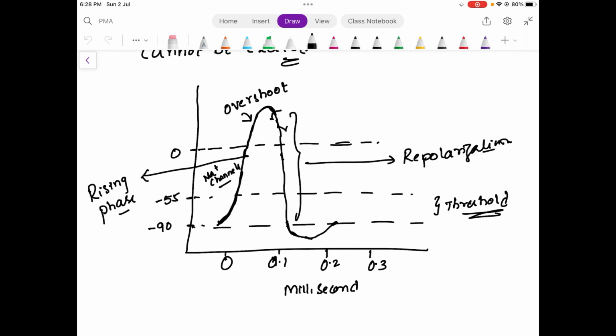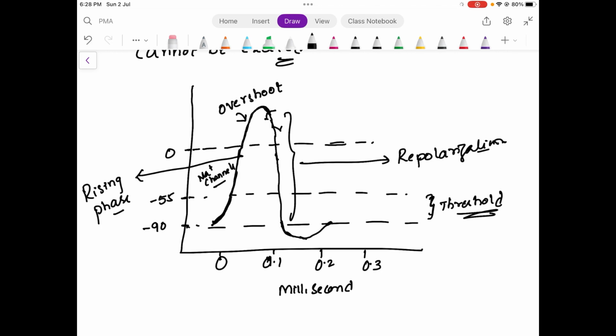And this is the threshold, minus 90 to minus 55 is the threshold. After it reaches the threshold, then there is a rapid rise of the graph due to opening of sodium channels. This is after hyperpolarization. This is how an action potential will occur in a neuron. Thank you.